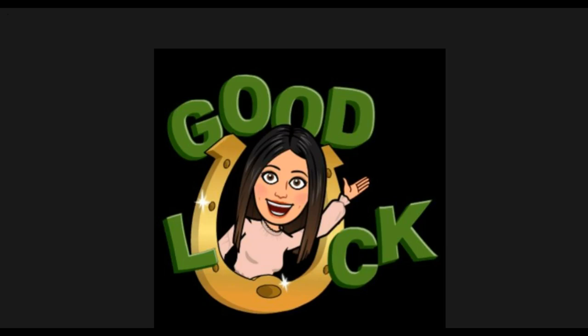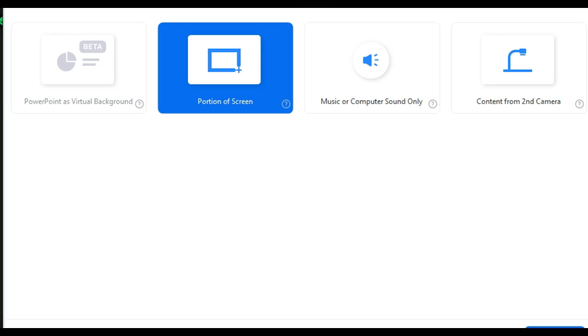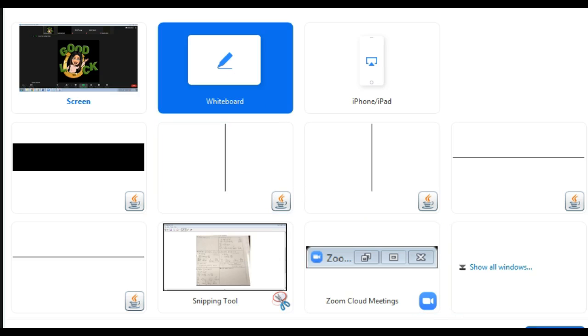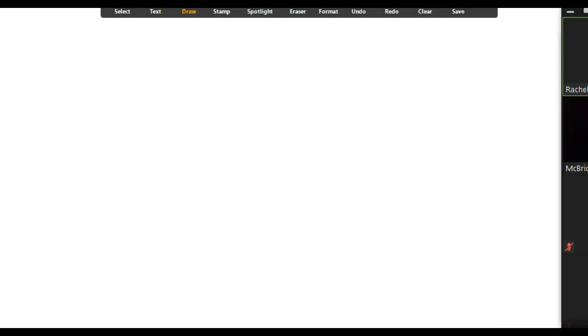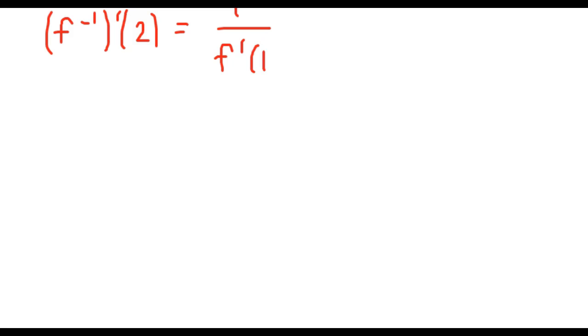All right, so the answer to number 1 is B. So we get that by doing the following. In number 1, what you have to do is take into account the x's and the y's. It's asking for f inverse prime at 2. So that's like 1 over f prime. And you have to go back to your original idea. If it's asking me for f inverse prime of 2, then that's like 1 over f prime of 1.